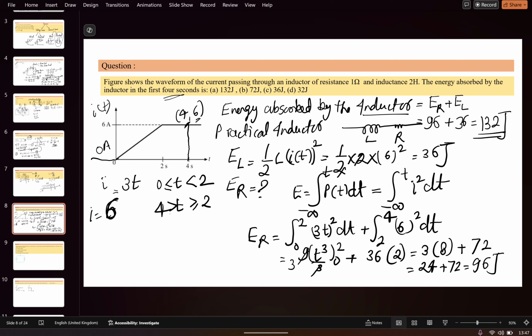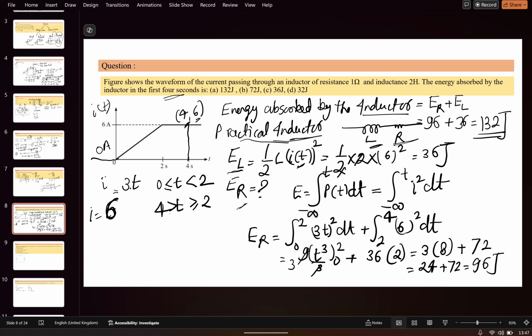Here, the two things you have to make sure of is whether it is a practical inductor or an ideal inductor. If it is a practical inductor, you have to consider the resistor energy absorbed also, and the energy absorbed across the L. For the energy absorbed across the L, it is simply half L i square at that particular time instance. For finding E_R, it is the integral of P(t) dt, where power is I square R, R is given 1 ohm, from minus infinity to t. For t less than 0 it is 0, so we consider 0 to t of I square.